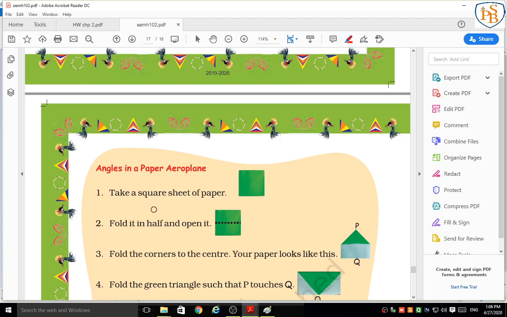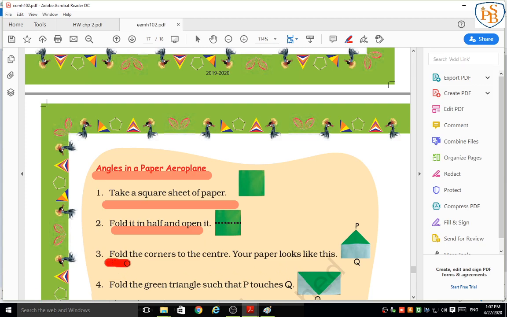You want to play at home, correct? But don't disturb your parents. Now just start how to make an aeroplane by using paper. Take a square sheet of paper, right, that we have already. Then fold it in half. Done. And just open it.